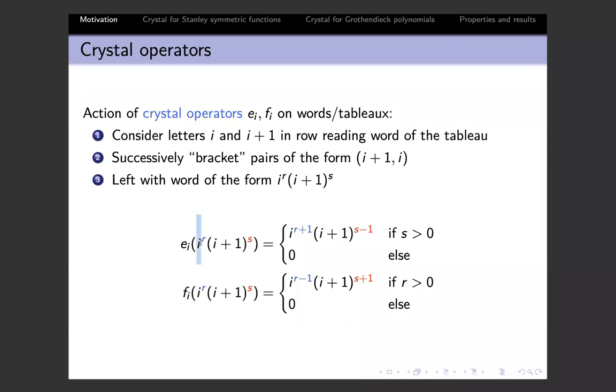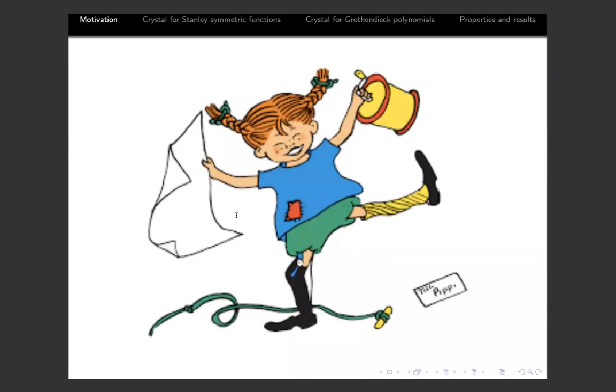So if you have here the exponents r and s, then under the e operator, the exponent will be s minus one and r plus one. And if there is no i plus one, then the e_i operator would kill it. And similarly, an f_i operator makes an i into an i plus one. So that's how the crystal operators act for type A crystals on words. So that's very nice. Crystal theory is a very powerful tool.